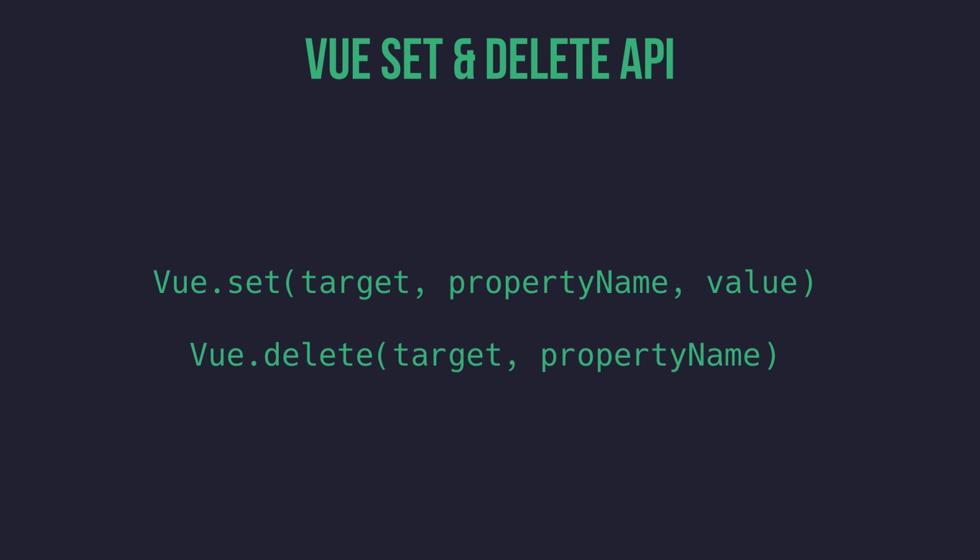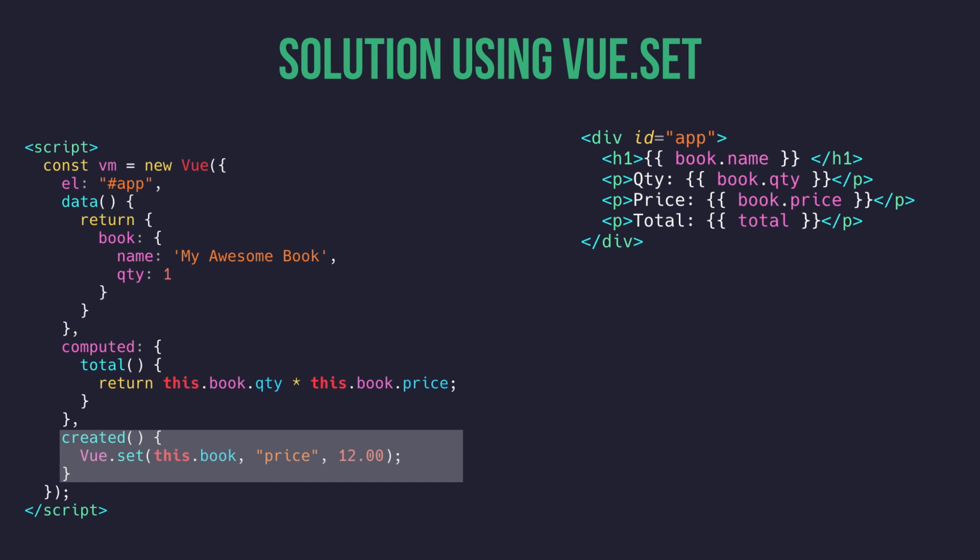We can also use something called Vue.set. There's also Vue.delete if you need to delete something. So back in our example, instead of initializing it and setting it in the created, we can just call Vue.set. We're saying the property that we want to change here is this.book. We want to add the property price to it, and the value is 12. And so this works just fine.